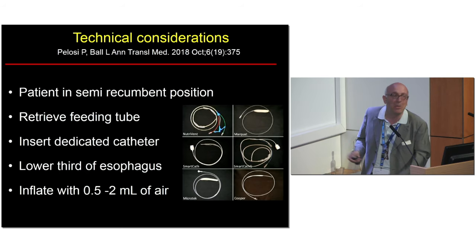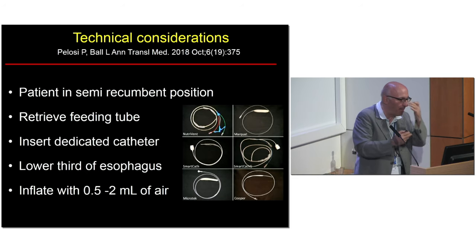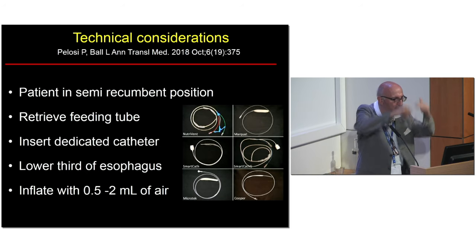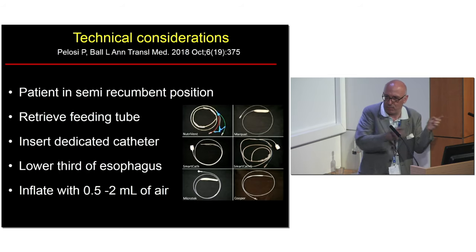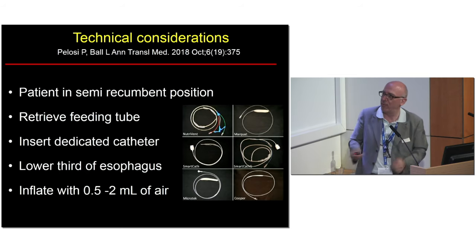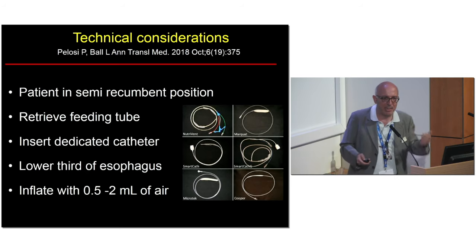Usually we put it at the lower third of the esophagus, but I showed you that this is not the only problem. The problem is which pressure, from the sternum to the vertebra. The lower third is from the apex to the diaphragm, but then we have to consider the sternum to the vertebra. And we are used to inflating 0.5 to 2 milliliters. It depends on the catheter.